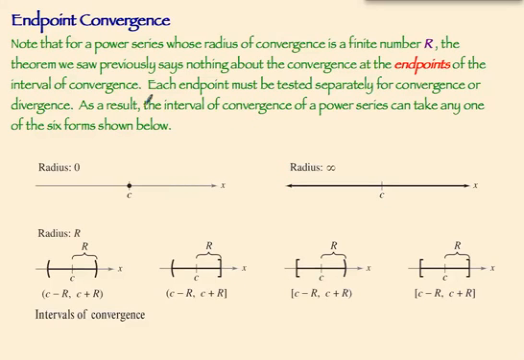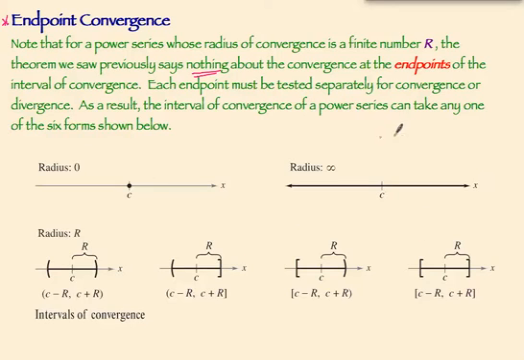We're going to discuss what I mentioned before, endpoint convergence. Note that for a power series whose radius of convergence is a finite number r, the theorem we saw previously says nothing about the convergence at the endpoints of the interval of convergence. Each endpoint must also be tested separately for convergence or divergence. As a result, the interval of convergence of a power series can take any one of the 6 forms below.